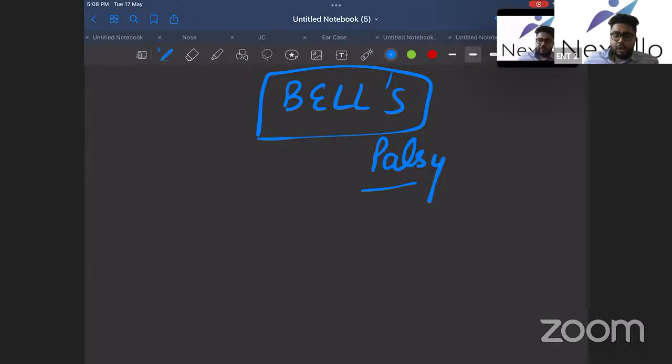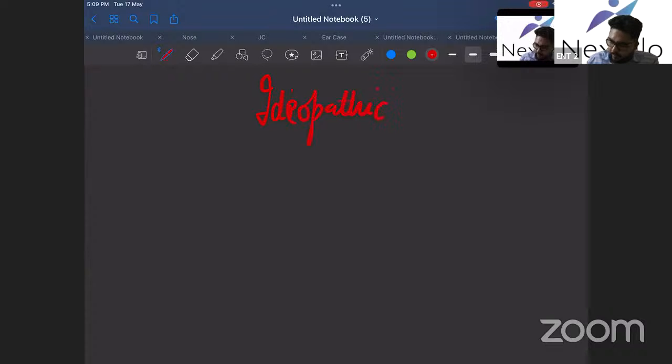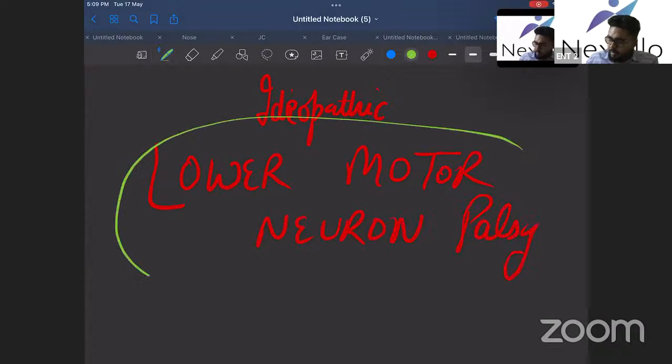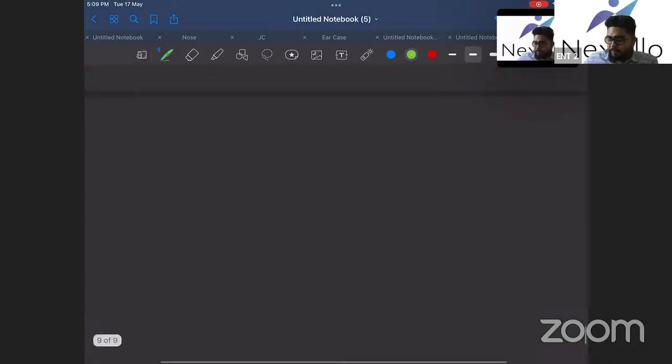And we'll not go into the details of Bell's palsy, but something which will help you clinically as well as for your questions. First and foremost thing which is important to remember is Bell's palsy is idiopathic lower motor neuron palsy. Always remember that it is lower motor neuron palsy. The lower motor neuron is involved and not upper motor.